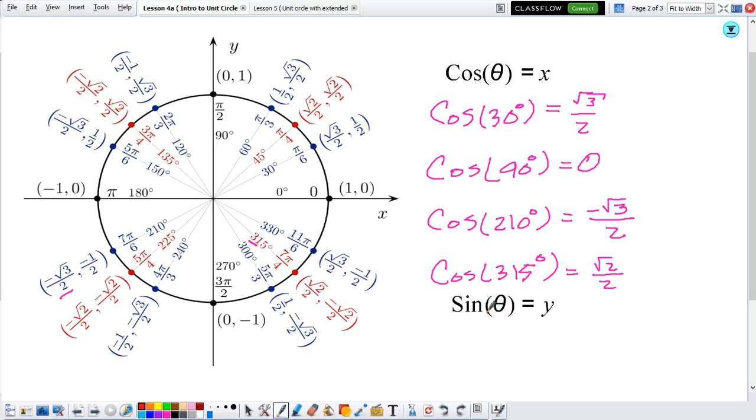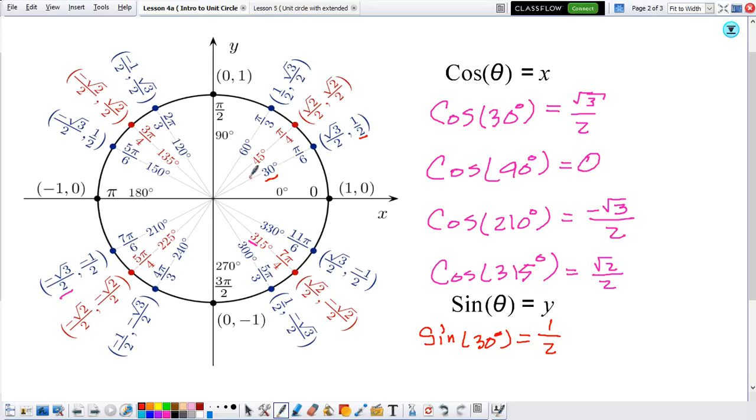Now, let's find the sine of 30. So here we have 30. Let me write it down. What is the sine of 30 degrees? Here's 30 degrees. Here's its coordinate point. But for the sine, we're going to look at the y-coordinate, which is going to be 1/2. So that's it. The sine of 30 is 1/2.